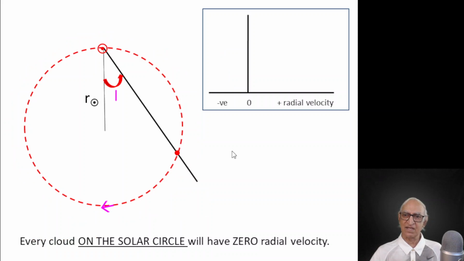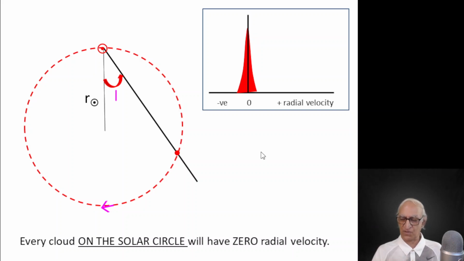Now let us consider a cloud which is on the solar circle, this red dot over there. So please remember that everything on the solar circle is going around with the same angular velocity around the center of the galaxy. Therefore, the velocity of this cloud is tangential, 90 degrees. Therefore, there will be no radial component of this velocity. Therefore, all clouds on the solar circle will have zero radial velocity with respect to us.